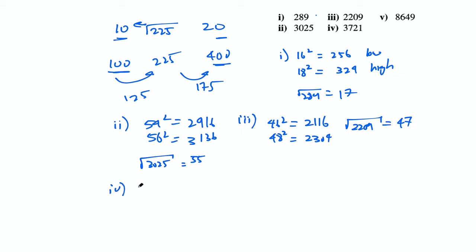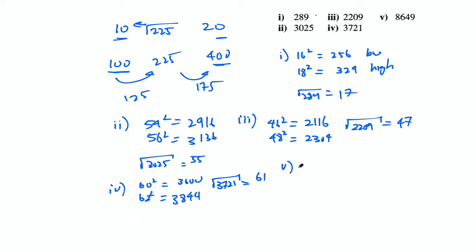Now, for 3721. For this one, if I were to take, let's say, 60 squared, I end up getting 3600, which is too low. So what about 62 squared? I end up getting 3844. So now it's too high. So then I can predict that the square root of 3721 will end up being 61, the number that's in between these two, 60 and 62.